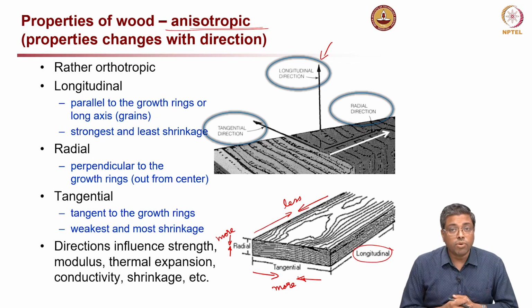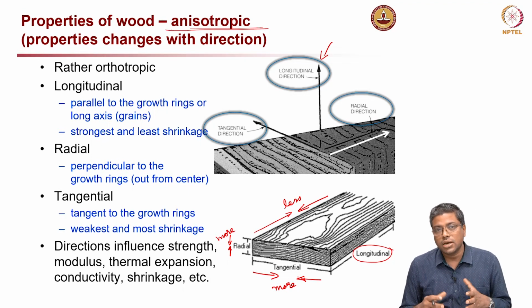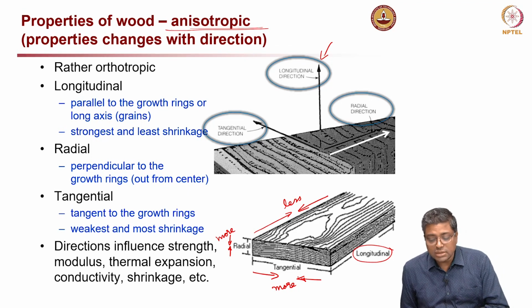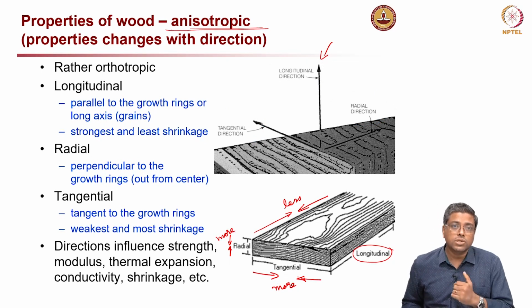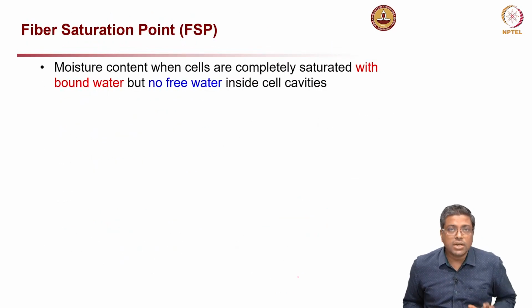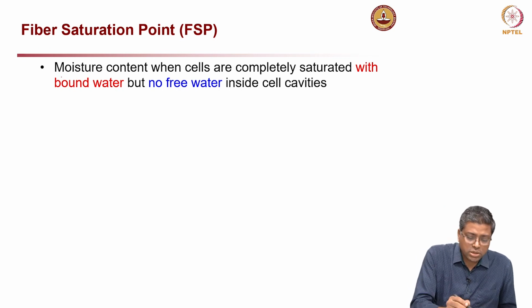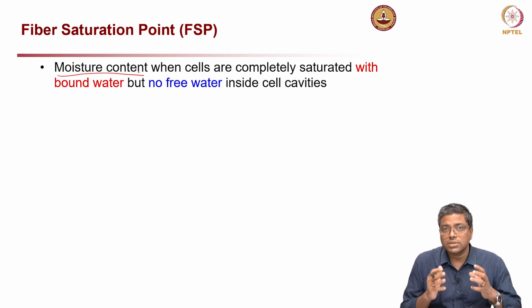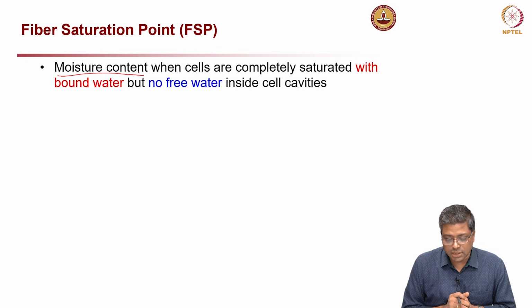So, directions influence the strength, the modulus, the thermal expansion, conductivity, shrinkage, all these mechanical properties are very much different in these three directions of a timber, especially between the longitudinal and the other two directions. Now, there is something called fiber saturation point. What is that? This is the moisture content when cells are completely saturated with bound water, the water which is chemically bound, but no free water inside the cell cavities.